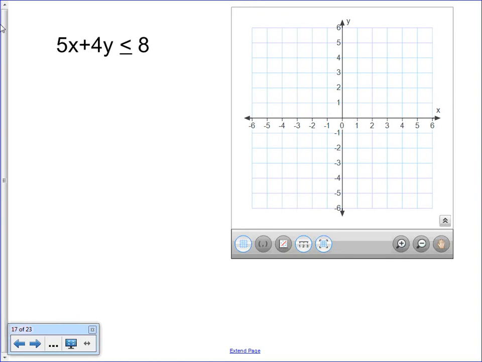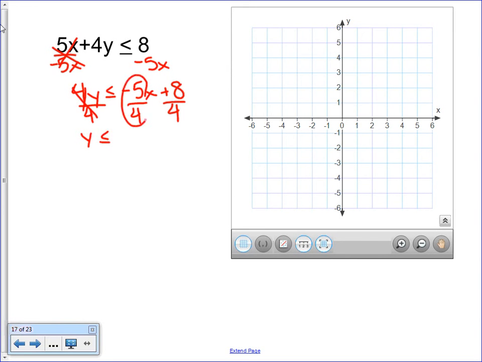So another inequality we have here, we want to get y by itself on one side. So we've got to get rid of that 5x term. So let's subtract 5x on both sides. So we have 4y less than or equal to negative 5x plus 8. We'll leave them separate because one's a number, one's an x term. And divide by 4. And when we divide by 4 on the left side, we need to divide by 4 on the right side in every single term. So we have y is less than or equal to negative 5 over 4 x, plus 2.